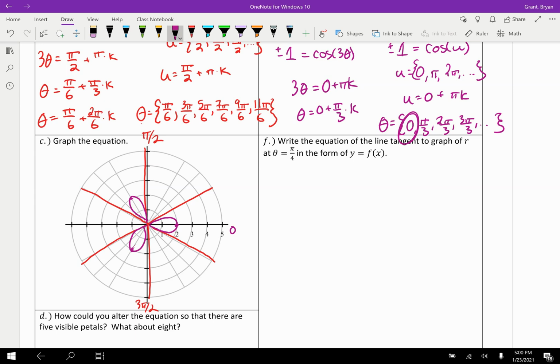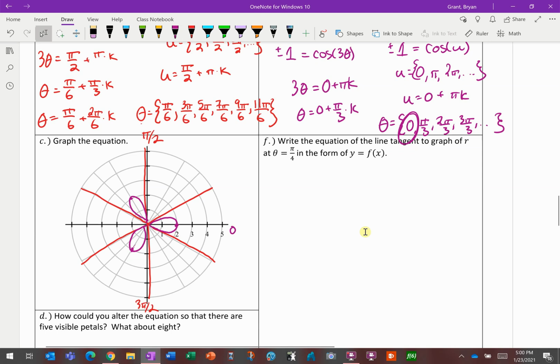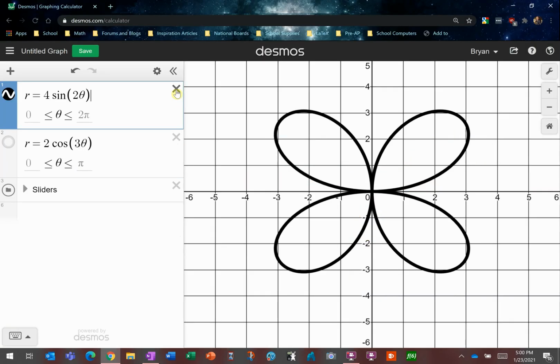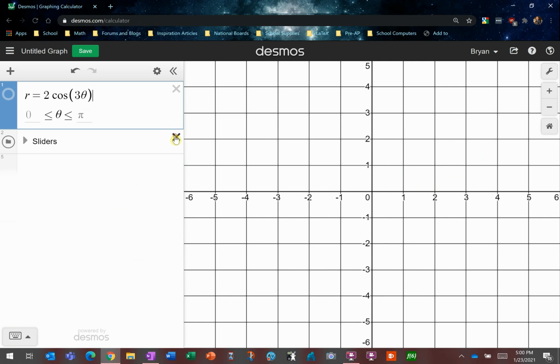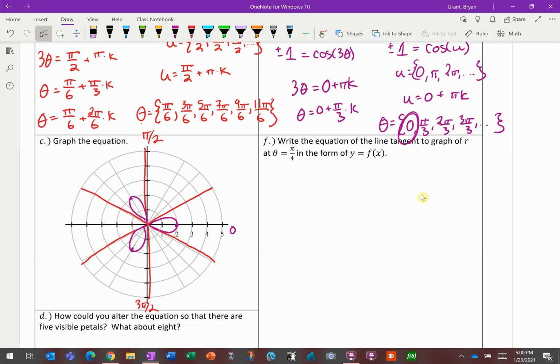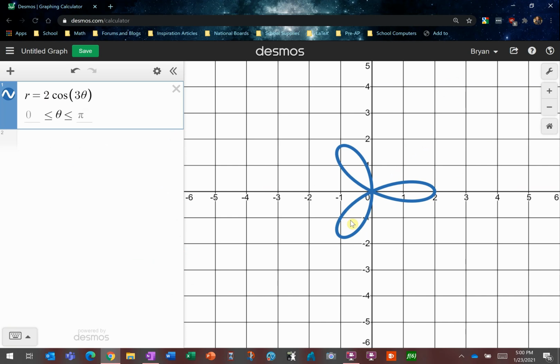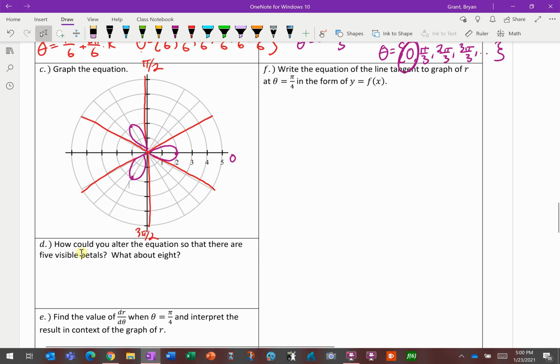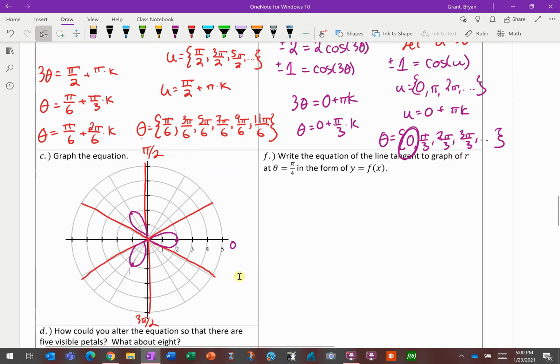Okay, let's see how we did, and then we can probably answer the next question pretty quickly as well. Moving through. There we go. Alrighty. So we had 2 cosine of 3 theta. Fingers crossed. Look at that. I think we did pretty darn well. Yeah, that looks really, really nice. Well done. Alright, how could you alter the equation so that there are 5 visible petals?